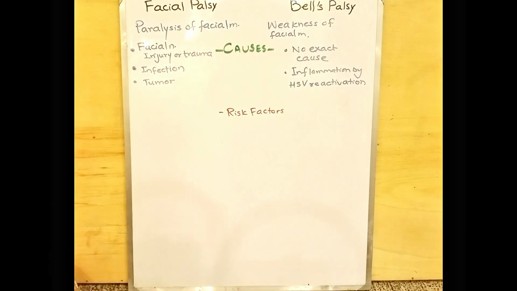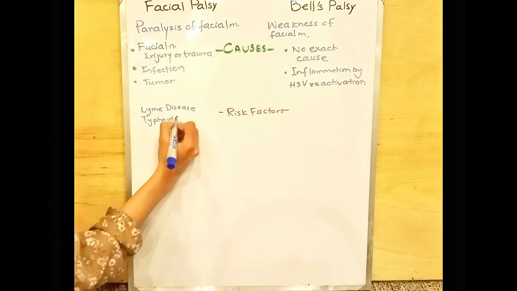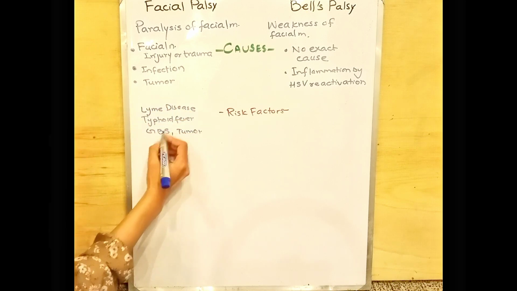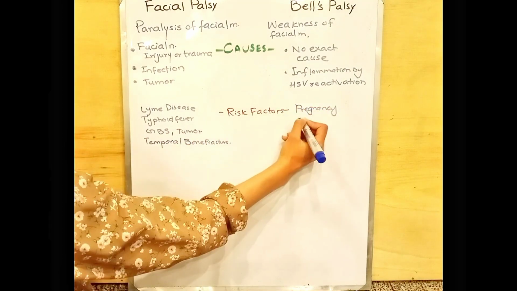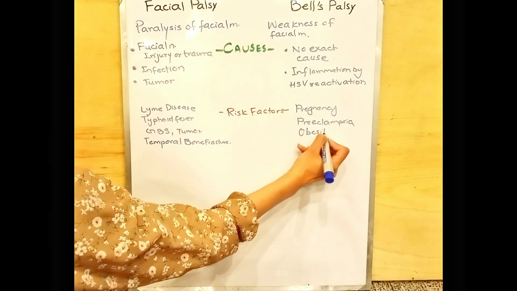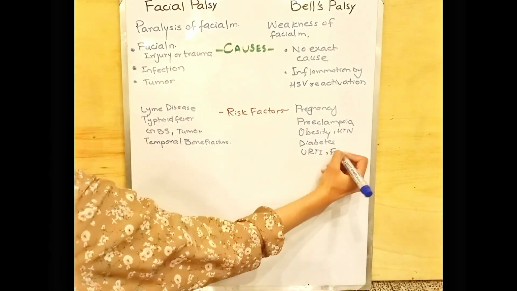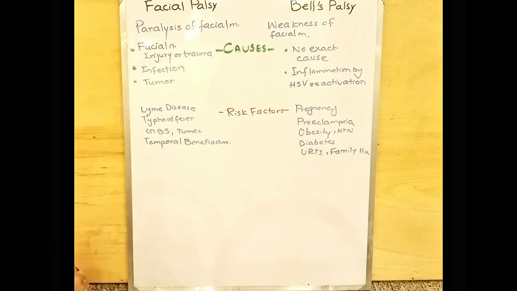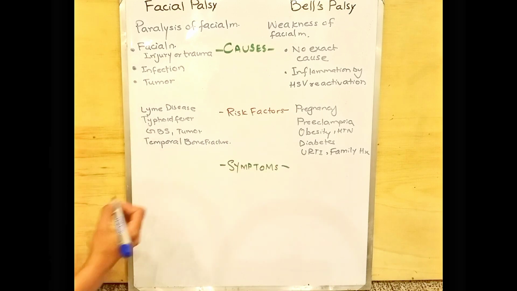Now let's talk about the risk factors. In case of facial palsy, Lyme disease can be a cause of it, typhoid fever, GBS, tumor, or temporal bone fracture. While in case of Bell's palsy, preeclampsia, obesity, hypertension, diabetes, gestation, upper respiratory tract infections, and family history of Bell's palsy.